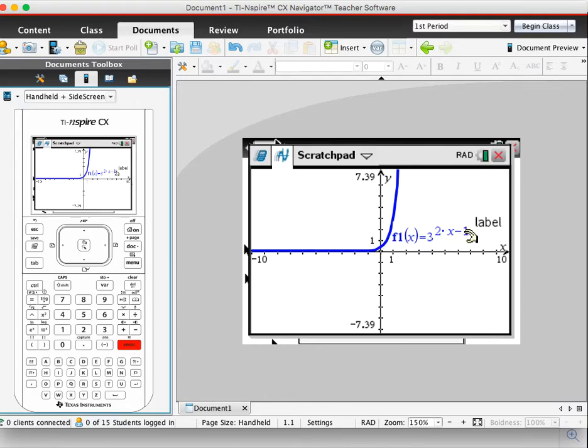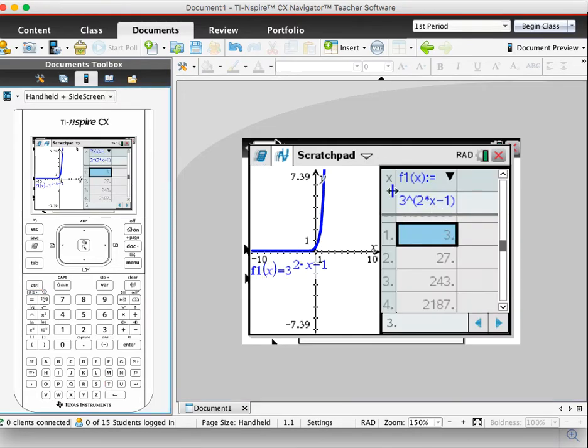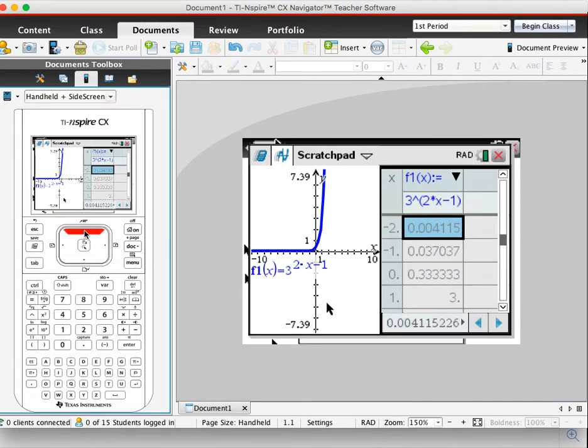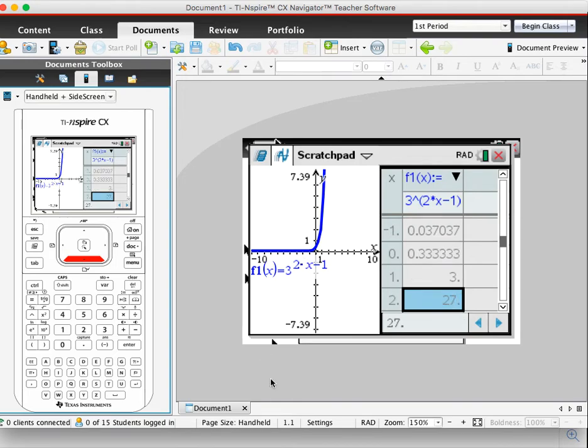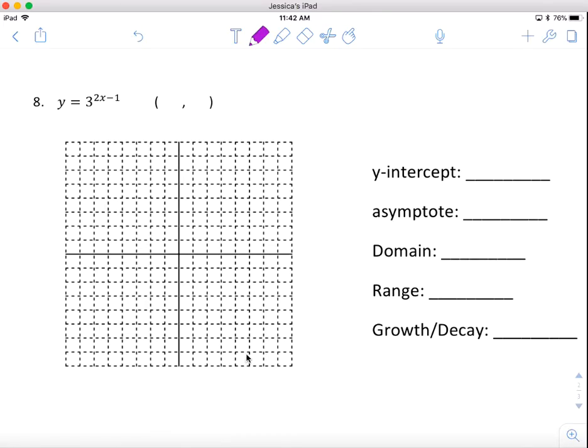So the minus 1, remember, since it's part of the exponent, moves it left and right. It doesn't necessarily move it up and down. So if you look here, it looks like our asymptote is still the x-axis. You can hit Control T and check your table to make sure. If you scroll up, again, you can see it's getting closer and closer to 0, but it never actually hits. So I'm going to first start by writing my dotted line over the x-axis because that's my asymptote. And then I'm going to start plotting my points.